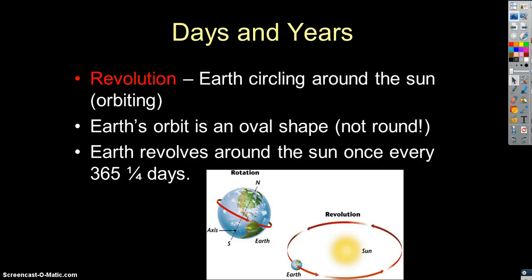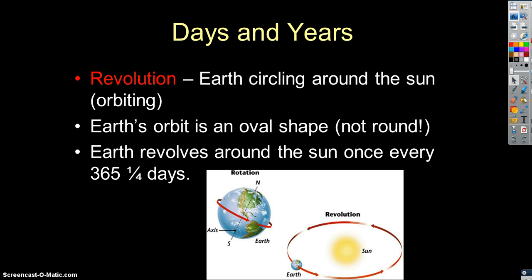So it takes us approximately 365 1/4 days to revolve one time around the sun, and that's what we know as our calendar year. But you might be looking at that 1/4 and thinking, I don't remember seeing a 1/4 day on the calendar, and that's because we ignore it for 3 years, because it makes no sense to have a fourth of a day on a calendar.